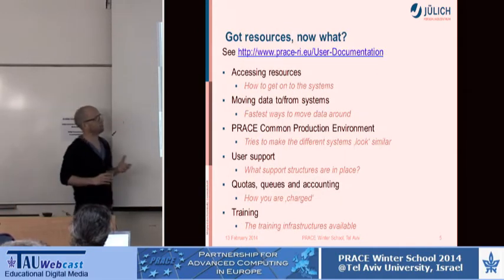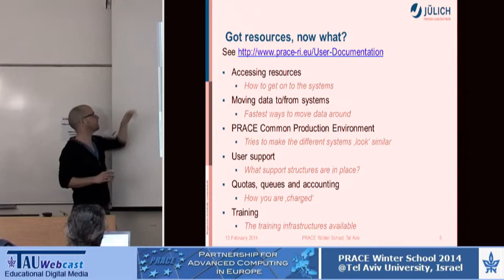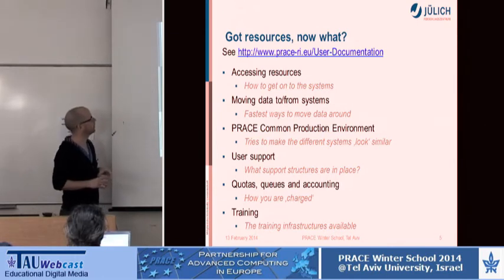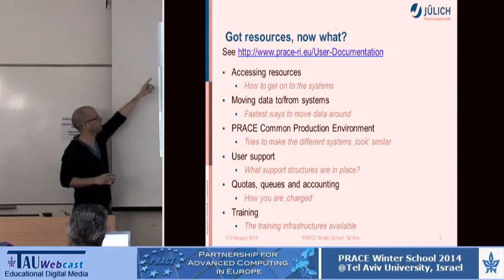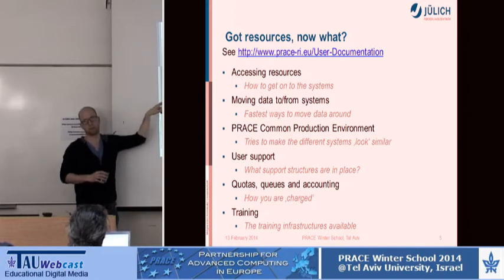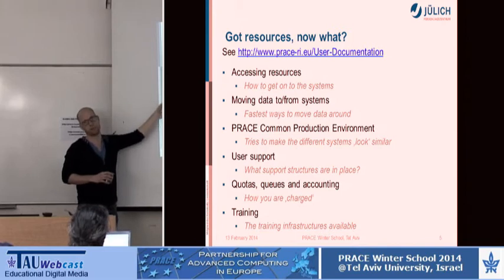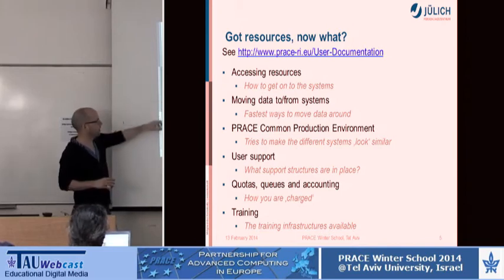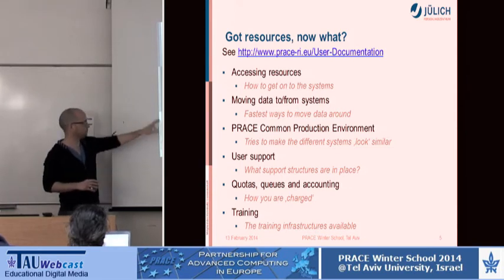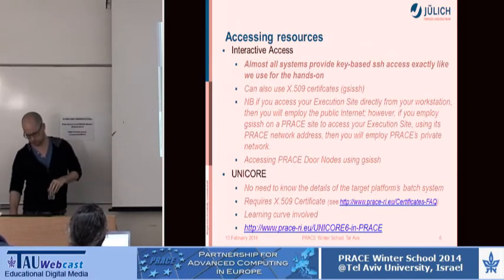Now, if you manage to get the resources, the next step is what do you do? Okay, the PRACE website has lots of information for you. There's user documentation. It's being improved all the time. It's still not fantastic, but it's getting there. It has information about how to access resources, how to move data to and from the system. It has something called the PRACE Common Production Environment. Not so special. It just means that in some way the systems will look a little bit similar for certain things that you might use a lot. It has some user support. So we'll talk a little bit about what structures are in place. Then I wanted to also mention the quotas, queues, and accounting, and I'll give you an example of how it works in Jülich, and then the training material that they have as well.